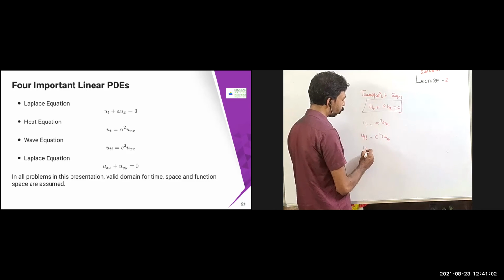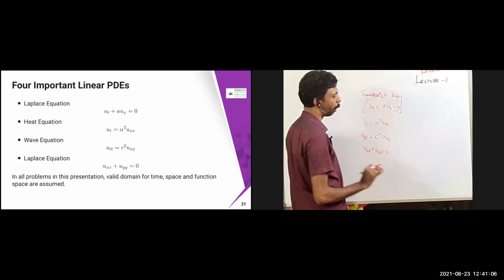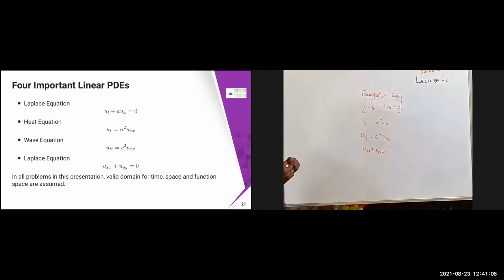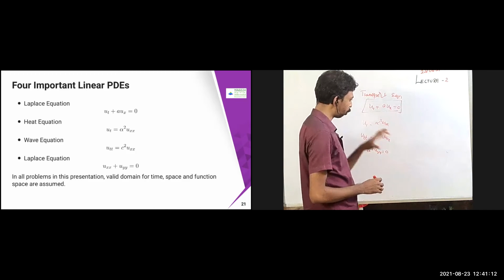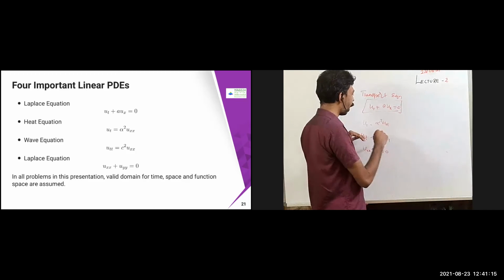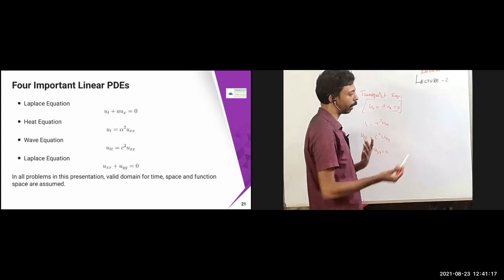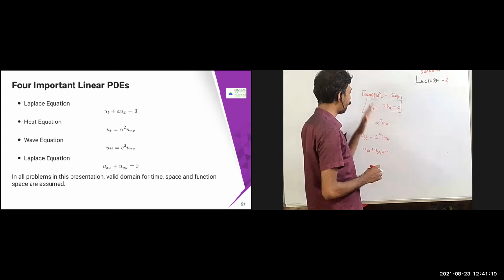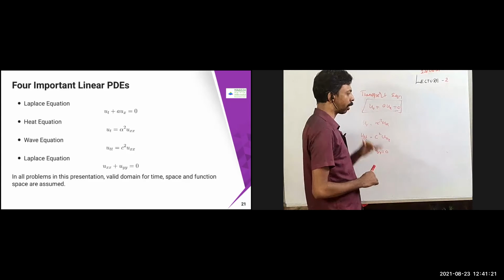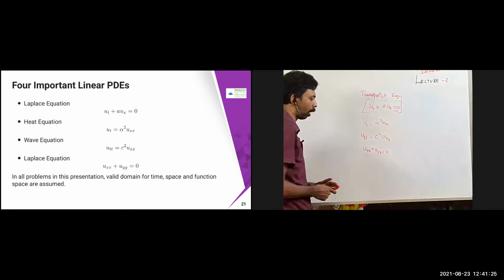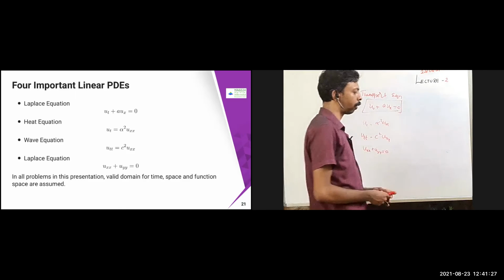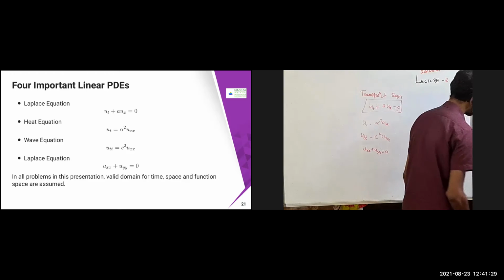Then you have this problem uxx plus uyy equal to 0. So these are the 4 important PDEs which you will be solving in this entire course. We will be solving these 4 equations either in this way, or in a generalized way in the n-dimensional setting also. According to the previous definitions, the valid domain and valid functions are all assumed. Those things we'll discuss once we discuss more details.